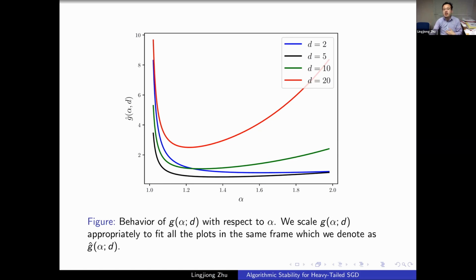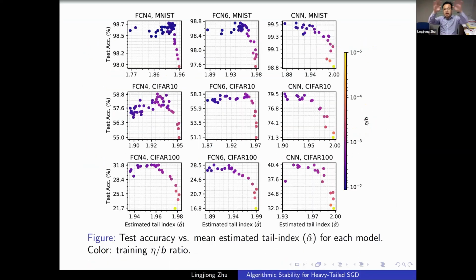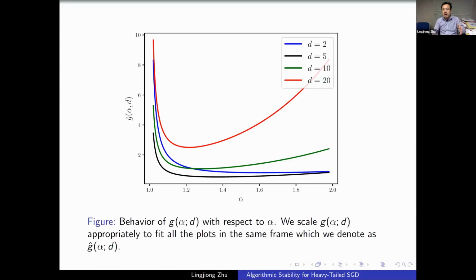But of course, in practice, the dimension is high. So we will have a very clear U-shape pattern. Now, this U-shape pattern corresponds very well with the inverse U-shape in the numerical experiment. In the numerical experiment, the y-axis is the test accuracy, so the higher, the better. Here we look at the generalization error bound, so the lower, the better. That's why the U-shape here corresponds to the inverse U-shape from the experiment.